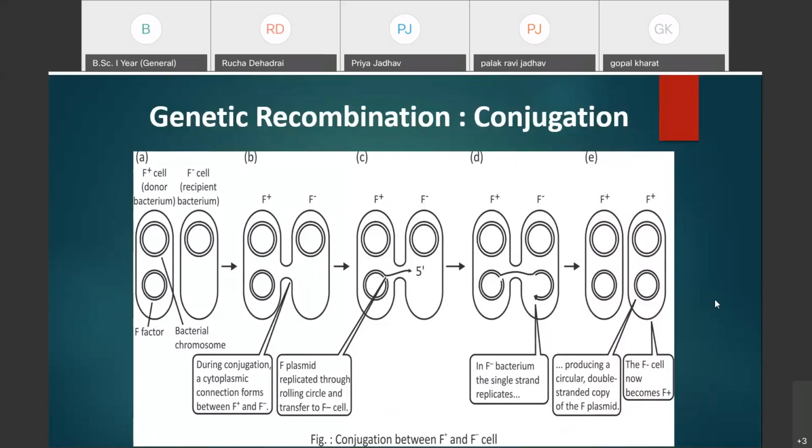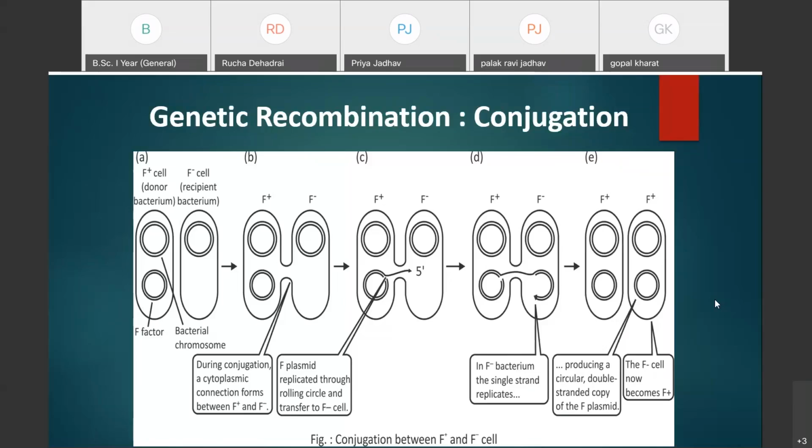Asexual reproduction in bacteria takes place by binary fission, by the formation of cysts, by budding, by conidia formation, and by the formation of endospores. These are the different methods of asexual reproduction in bacteria, of which binary fission is the most common method. In today's lecture we are going to discuss sexual reproduction in bacteria.